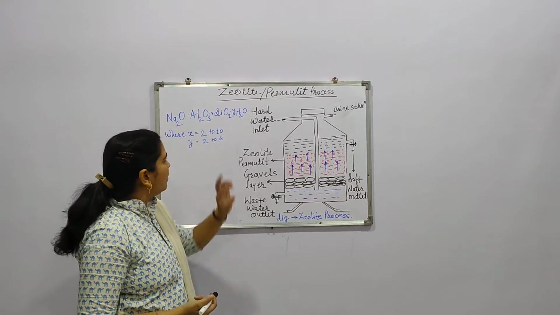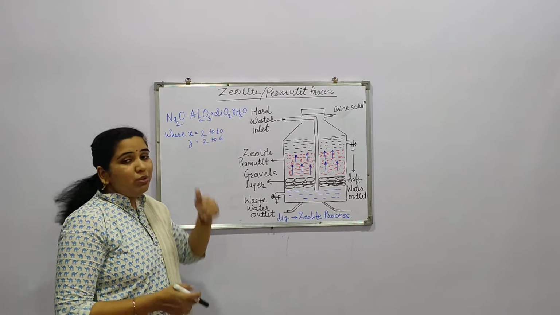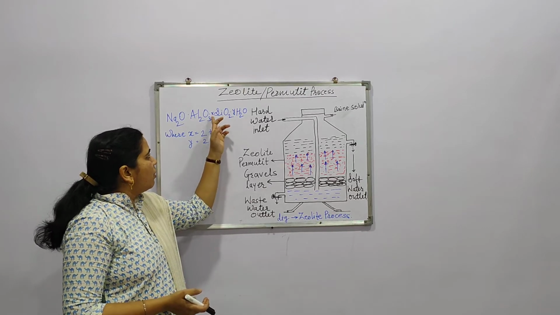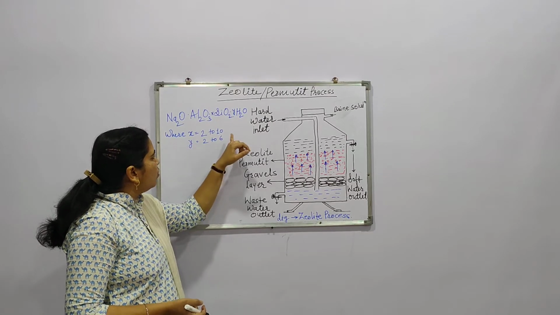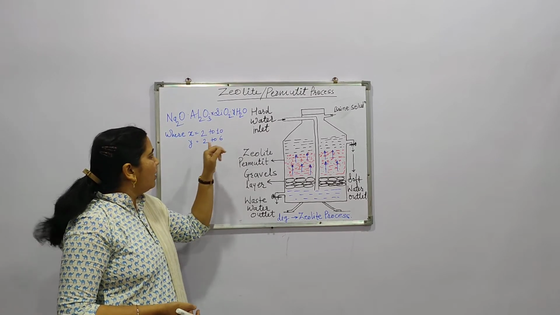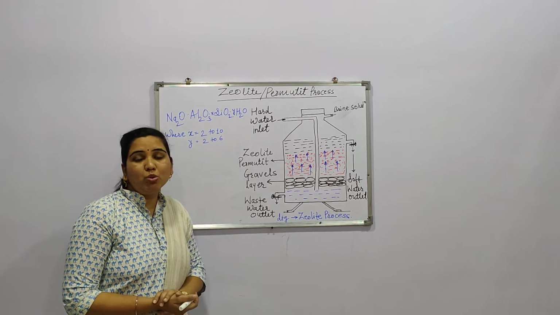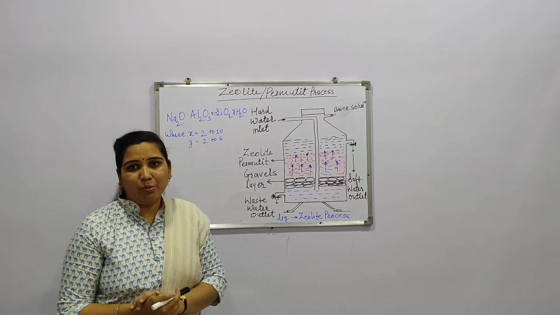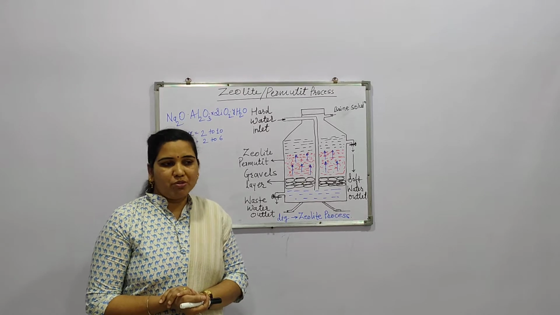So why did we write this particular X and Y here? Because according to the impurity present in water, the numbers X and Y change. The silica can be changed from 2 to 10, and the hydrated form, that is the water molecules, can be changed from 2 to 6. So this is the particular formula for zeolite.